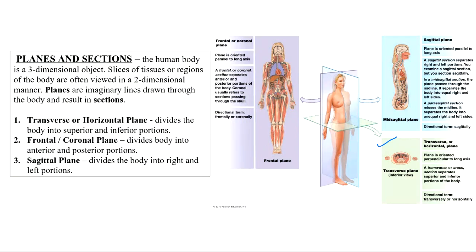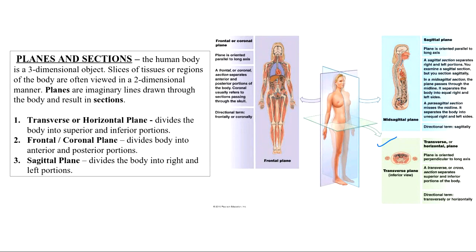Again, this is something that's done with MRIs and X-rays and CT scans and things like that, where we can see inside the body and use these different sections to look at different organs or different regions of the body. So transverse or horizontal is one. Frontal or coronal divides the body into anterior and posterior sections, and then the sagittal divides the body into left and right. It goes essentially through that central midline section that I was mentioning.